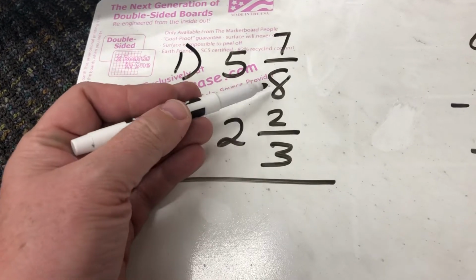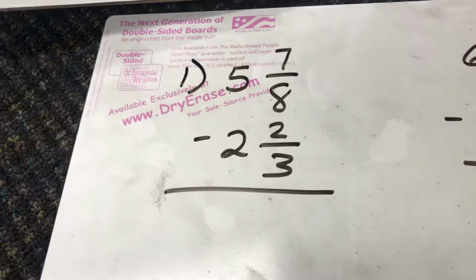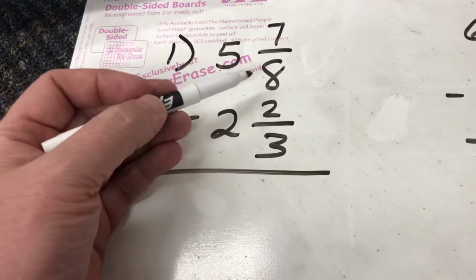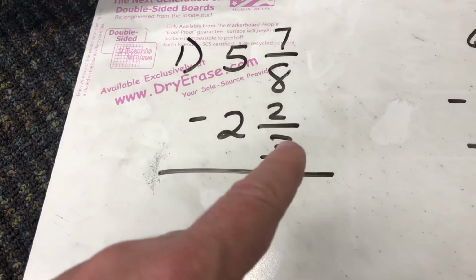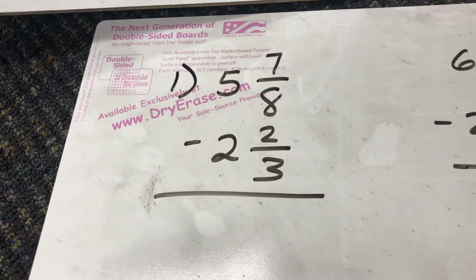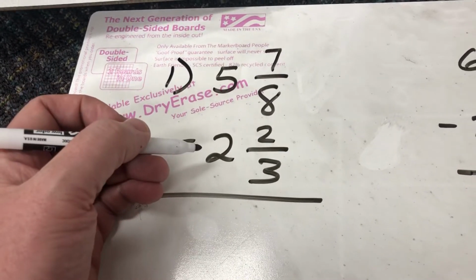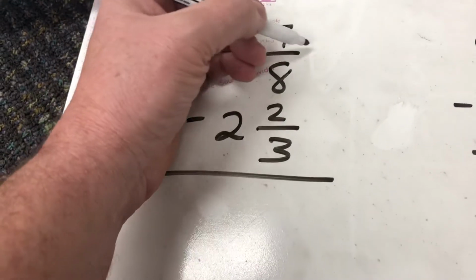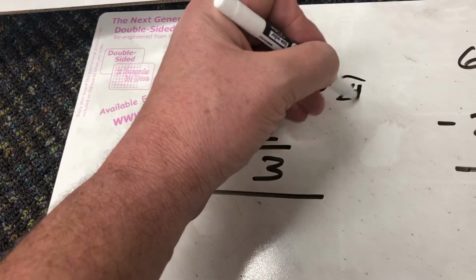Once again, we have to find a common denominator. Our denominators are 8 and 3. So you know what we do. We use the bigger number. 8 times 1 is 8. 3 is not going to work with 8. 8 times 2 is 16. You can't take 3 times something and get 16. But 8 times 3 is 24. So I agree that this can become 5 and something over 24.